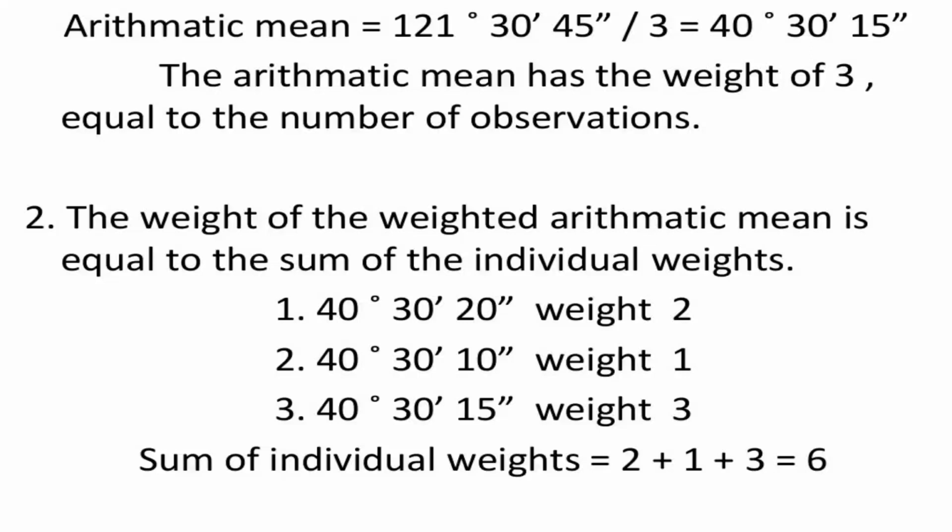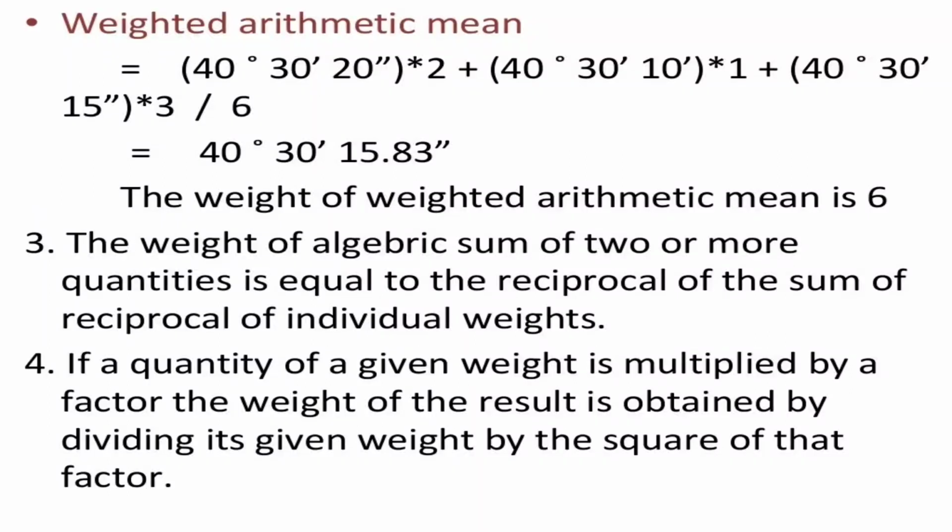Then the second law: the weight of the weighted arithmetic mean is equal to the sum of the individual weights. 40 degrees 30 minutes 20 seconds has weight 2. Then 40 degrees 30 minutes 10 seconds has weight 1. 40 degrees 30 minutes 15 seconds has weight 3. The sum of individual weights is 2 plus 1 plus 3, that means the sum of weights is 6. So the weighted arithmetic mean is the given angle multiplied by the weight, and we get the answer 40 degrees 30 minutes 15.83 seconds. The weight of the weighted arithmetic mean is 6.